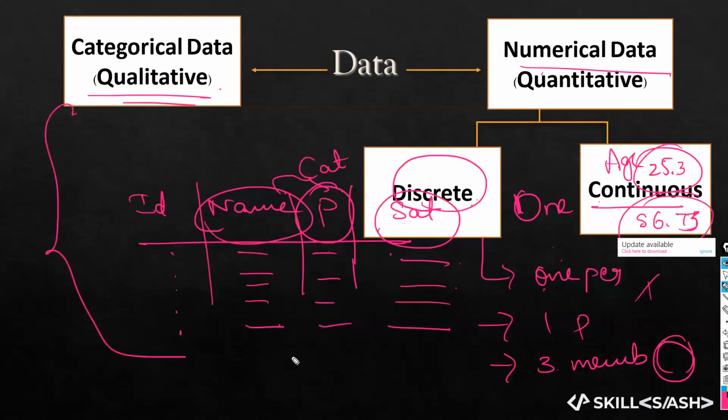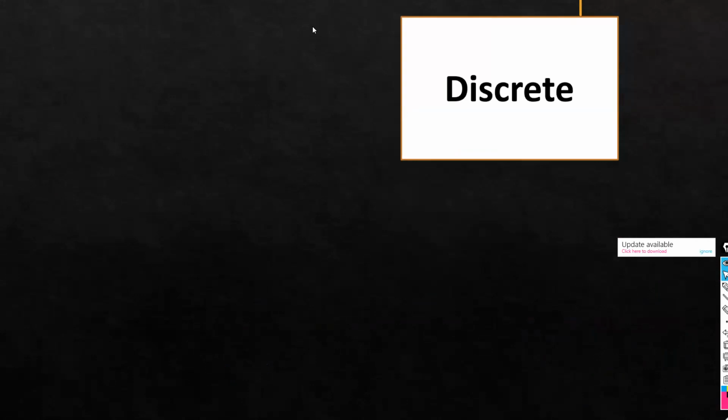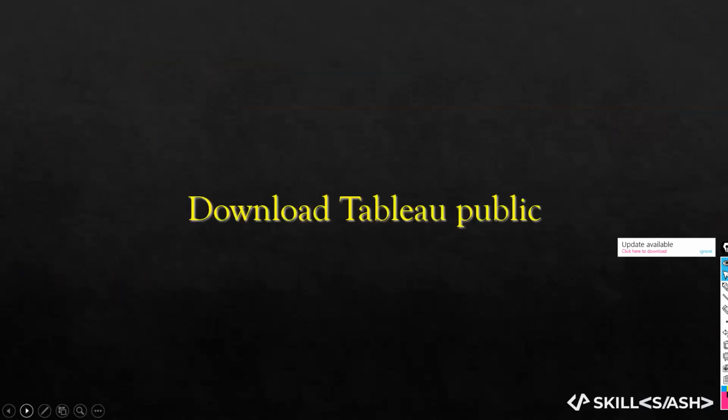So based on different data, we create different charts. Charts depend on the nature of the data, whether it is categorical or numerical in nature. So is it clear? Let's go to the next one.